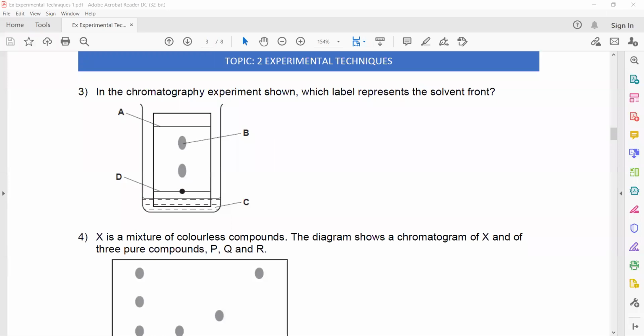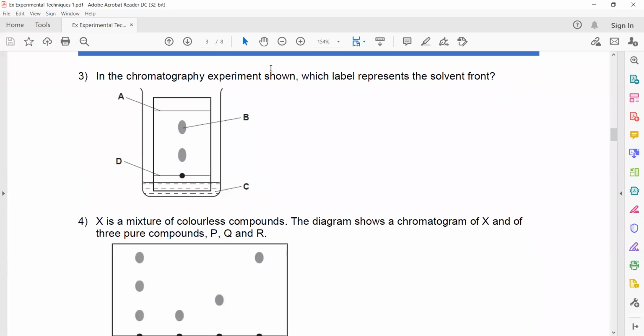In question 3, in the chromatogram experiment, which label represents the solvent front? B is representing the spot, C is representing the solvent, D is representing the origin or the baseline, and A is representing the solvent front. So A is the right answer for this question.